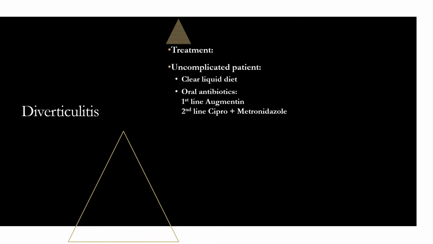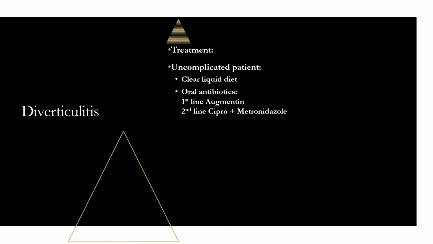Now, first line is typically going to be Augmentin. It's not 100% of the time, but generally you should know that Augmentin is going to be your first line in most cases. And then your second line generally is going to be cipro and metronidazole. Now, what you're covering with these antibiotics is mainly gram-negative rods, mainly E. coli, and then anaerobes, so mainly Bacteroides fragilis. So those are the two organisms that you're covering, which is covered by these antibiotics. So remember Augmentin and cipro and metronidazole.